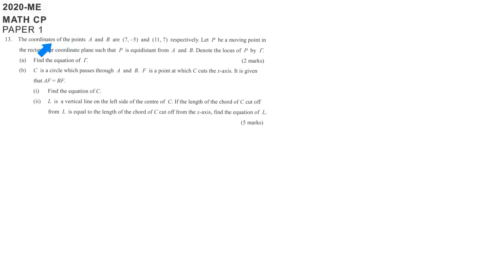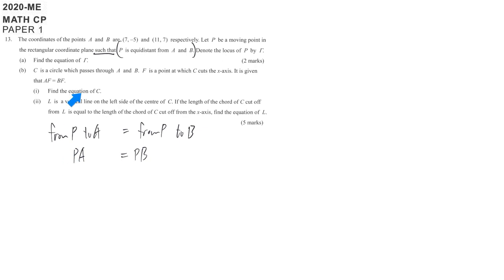About coordinate planes, there are 2 points, and then they say that P is a moving point, such that. Whenever you find "such that", the following are the constraints. P is equal distance from A. That means from P to A, the distance is equal to from P to B. In our normal notation, that means PA is equal to PB.